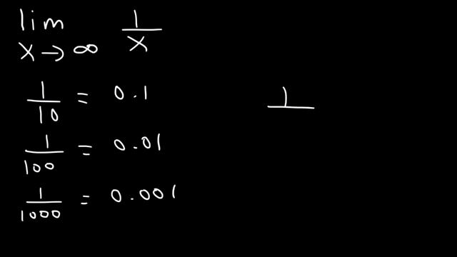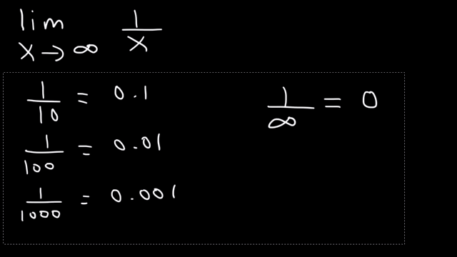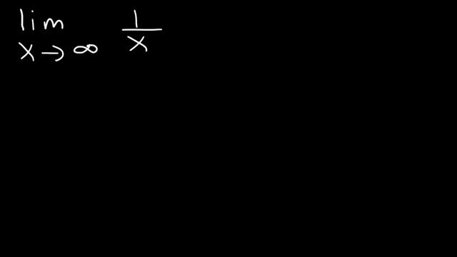Therefore, we could say that 1 over infinity, which is a very, very large number, is going to be about 0. So the limit as x approaches infinity of 1 over x is therefore equal to 0.